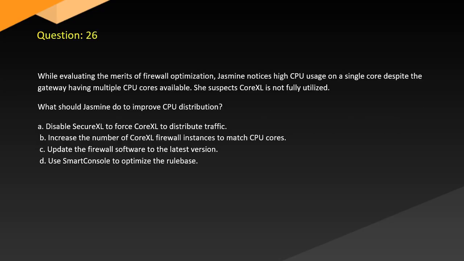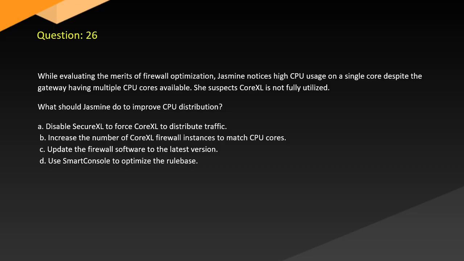Question 26. While evaluating the merits of firewall optimization, Jasmine notices high CPU usage on a single core despite the gateway having multiple CPU cores available. She suspects CoreXL is not fully utilized. What should Jasmine do to improve CPU distribution?